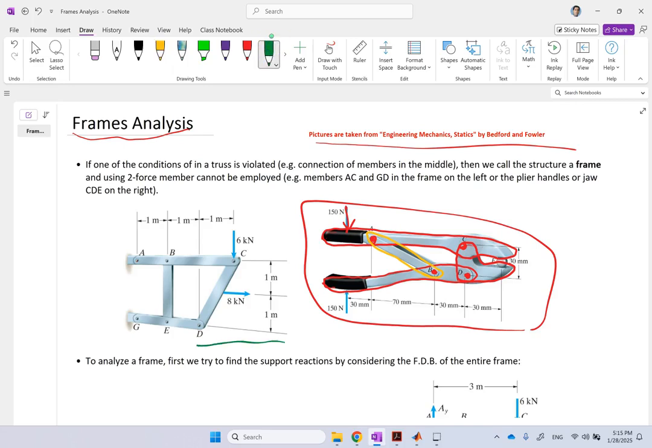So if we look at this example here, the goal is to find the external reactions, and it's pinned at both ends.